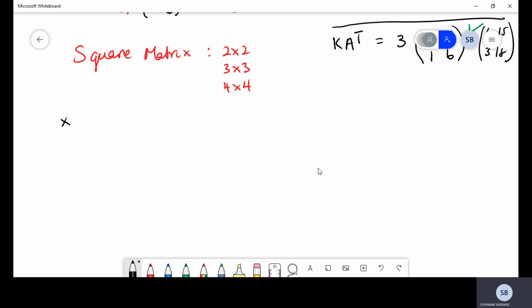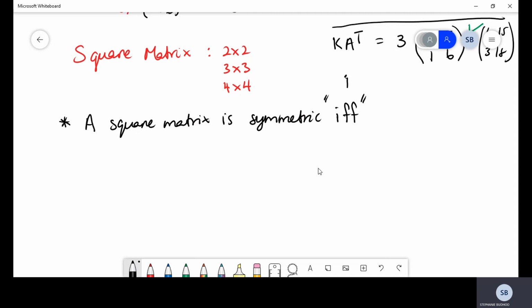So, a point to note: a square matrix is said to be symmetric if and only if, take note that this is the notation and it means if and only if. For those of you who've never come across it before, it means if and only if. This is a shortened version for it. A square matrix is symmetric if and only if after transposing it, you get the same thing.